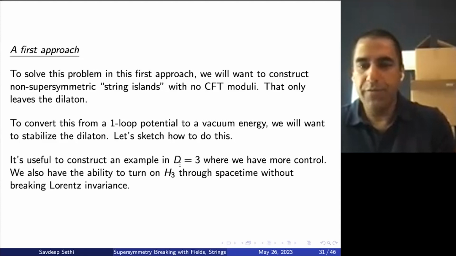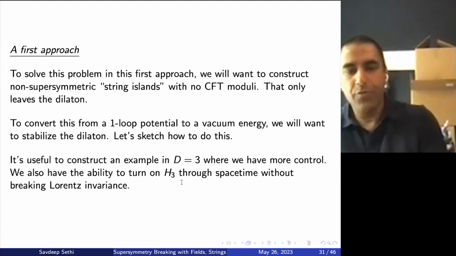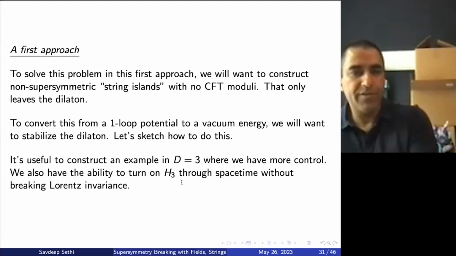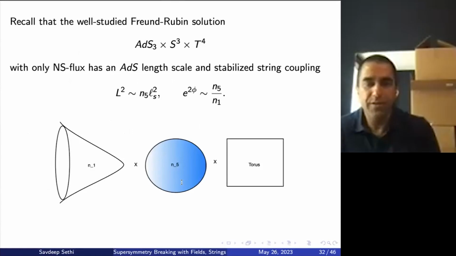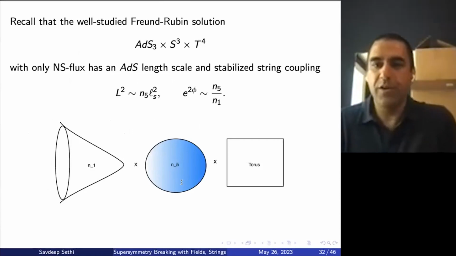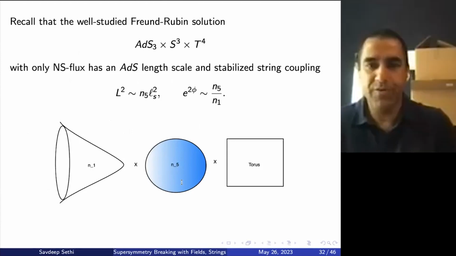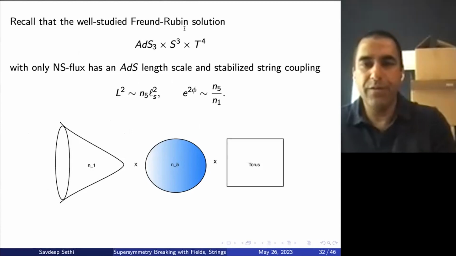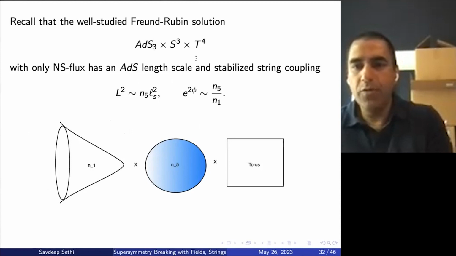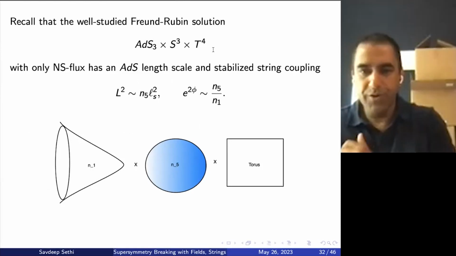So it's useful to work in 3 dimensions where we have a lot of control, and we have the ability to turn on an electric H-flux through spacetime without breaking Lorentz invariance. There's a well-studied Freund-Rubin solution in the context of the type 2 string and the supersymmetric heterotic string, of the form AdS3 cross 3-sphere cross 4 torus. And this background only has NS flux, so it has a good worldsheet description.